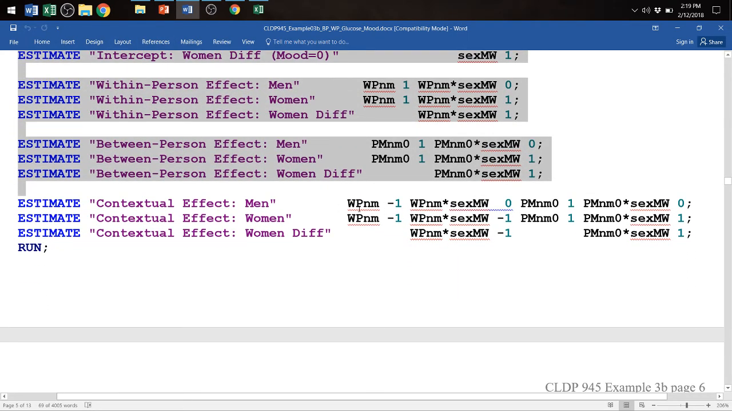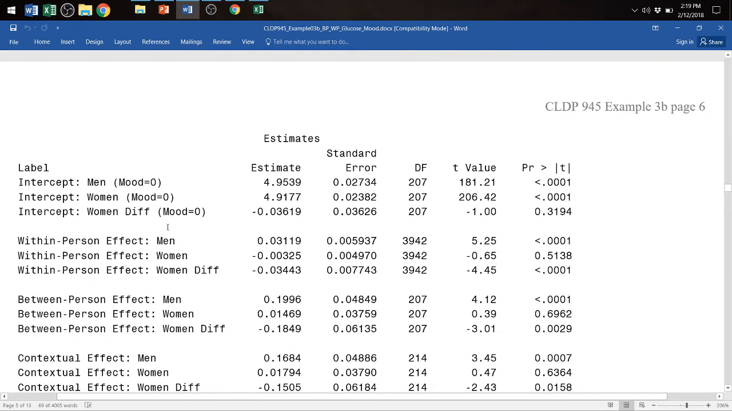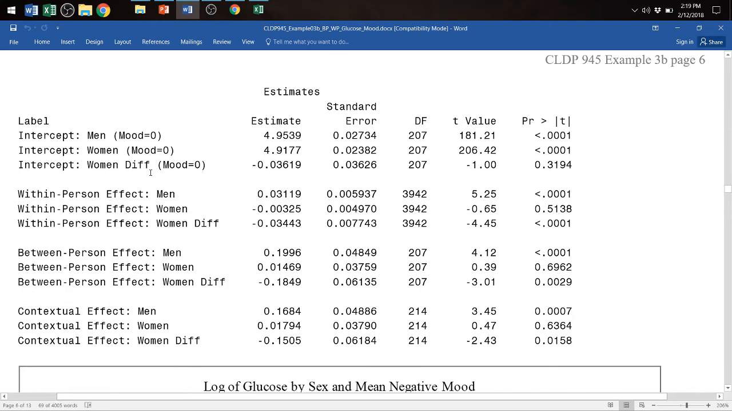Contextual effects. This is how you ask if the difference of the between and within effects differs by gender. We'll get there next time, it looks like. But those are other things that one might be interested in. So here's the full set of results.